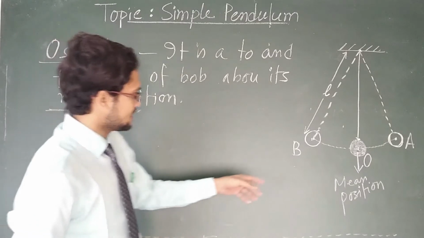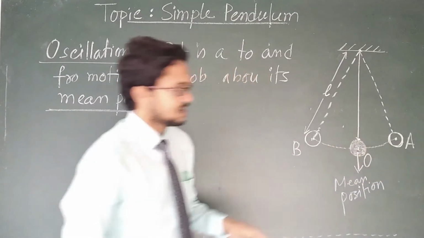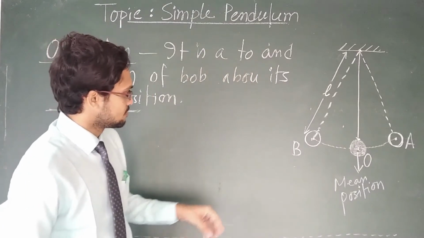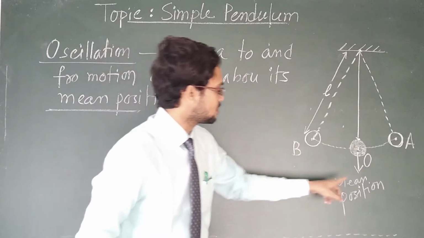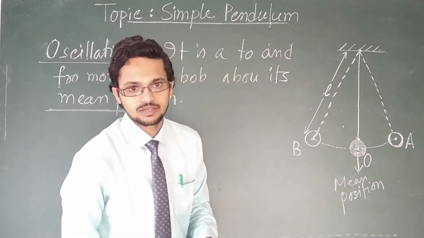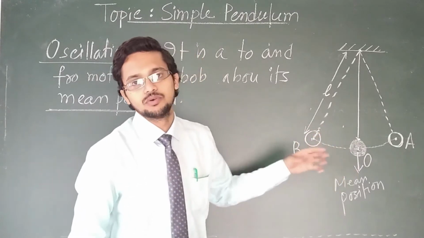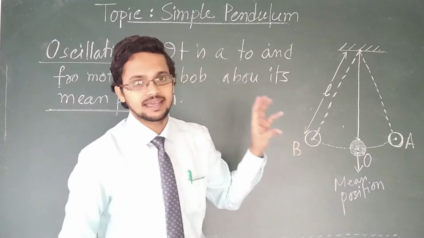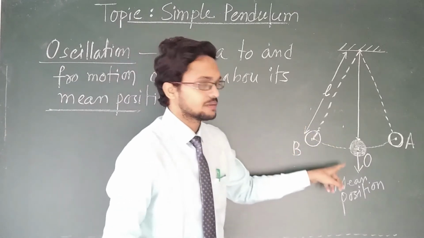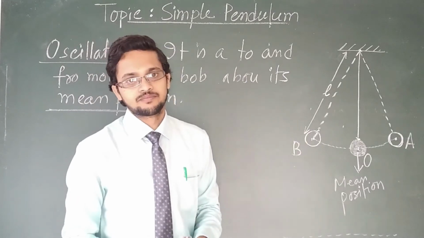Now look here. There are 2 points A and B I've written here. A and B are the extreme positions of this bob. Beyond A and B, the bob will not go. So A and B are the extreme positions of the bob when it is in oscillation.